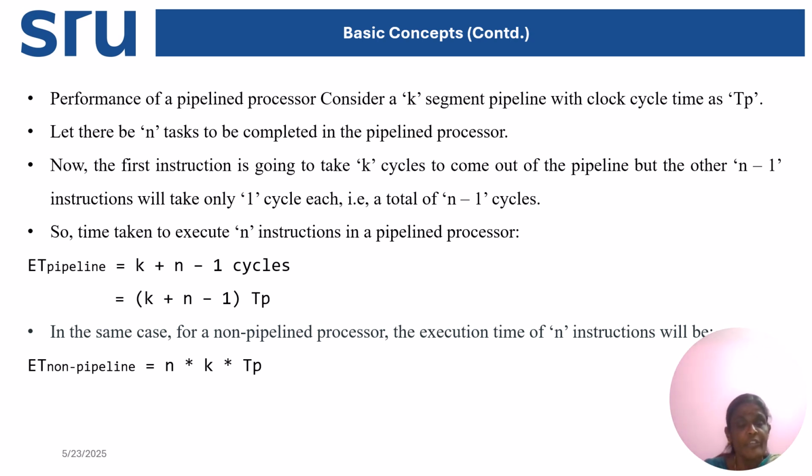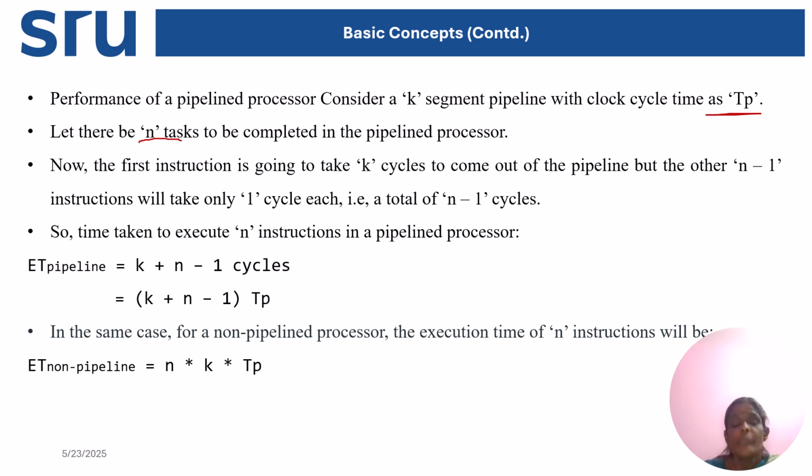Let us see the performance of a pipeline processor. Consider a K segment pipeline, so the number of stages will be equal to K. Let us assume that the clock cycle time is TP. So each clock has the time of TP. Let there be n tasks, so n number of instructions to be completed in the pipeline processor. Each task is divided into K number of segments.